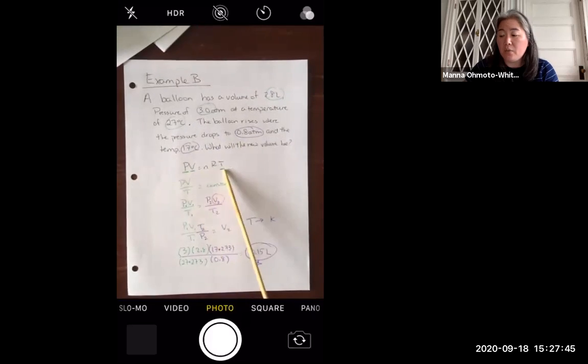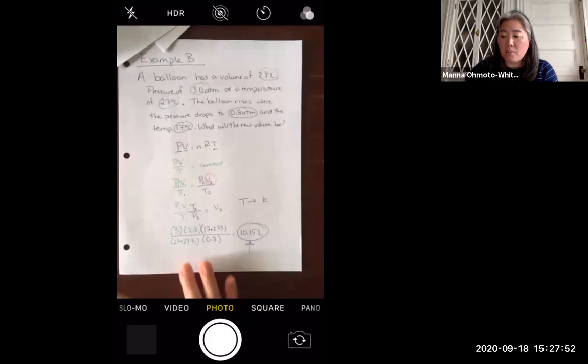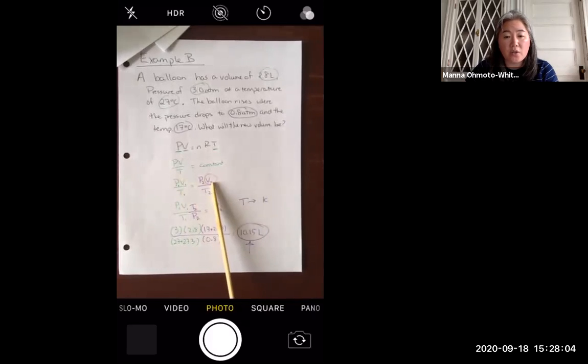I take PV equals nRT, I bring all the variables to one side, everything becomes a constant, and then I just label P1, V1, so the 1's on this side and the 2's on this side. So then I have to solve for V2, so I keep that to the side. It's already in the numerator, so that's good. So I multiply both sides by T2 over P2, and I get V2 is equal to P1 times V1 times T2 divided by T1 times P2.